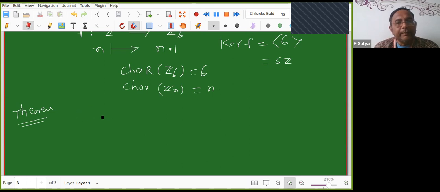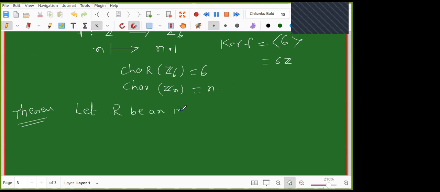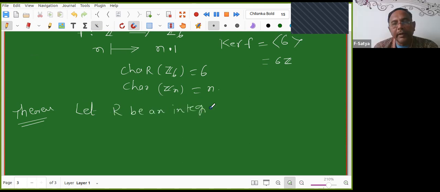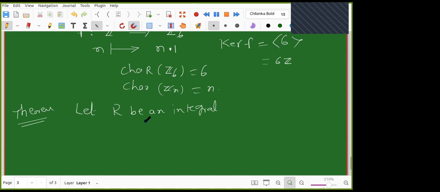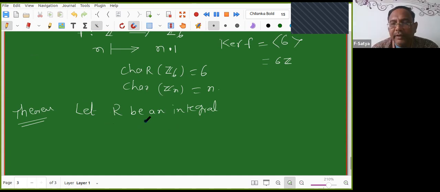Let R be an integral domain. The characteristic is either 0 or a prime. I'm doing it directly for integral domains. I'm saying that it is not only for fields. I'm proving it directly for integral domains because every field is an integral domain. So something available for integral domains, why can't I use it, right?